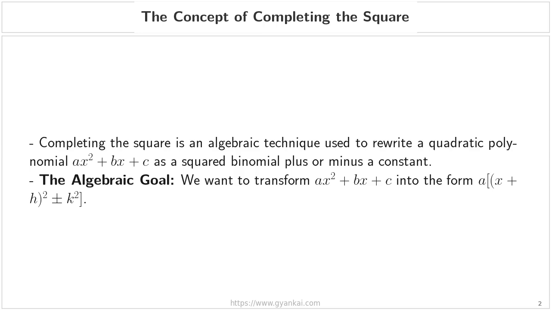We want to rewrite it as a multiplied by a squared binomial, that's something in the form of x plus h, all squared, plus or minus a constant, which we'll call k squared. So essentially, we're aiming to get our quadratic into a form that looks like a times the quantity x plus h squared, plus or minus k squared. This form is much easier to integrate, as we'll see in the following slides.